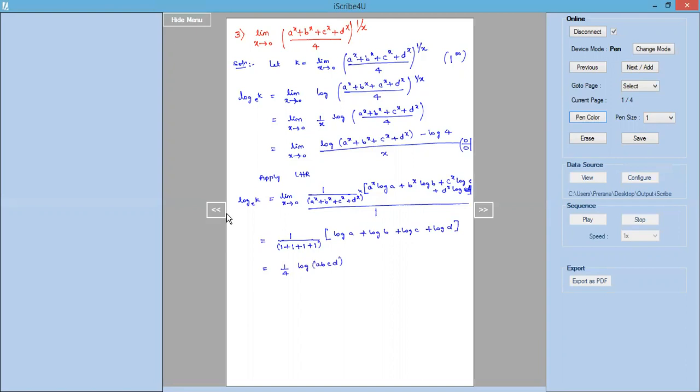Now it is of the form n log m. N log m, so we can write it down as log of m power n. So abcd power 1 by 4. And this is log k to the base e. So we can take anti-log on both sides, and hence the real value for the given indeterminate form is k is equal to abcd whole power 1 by 4. And that's the required answer for the given limit.